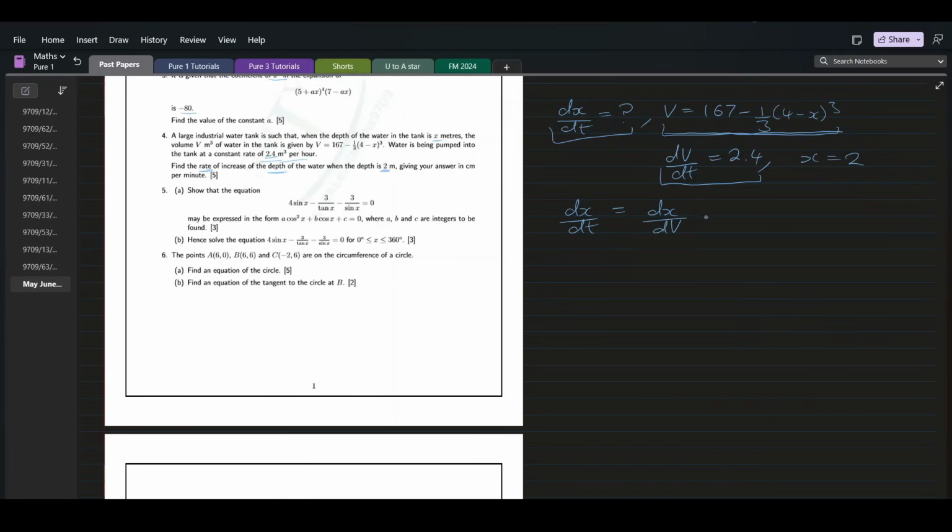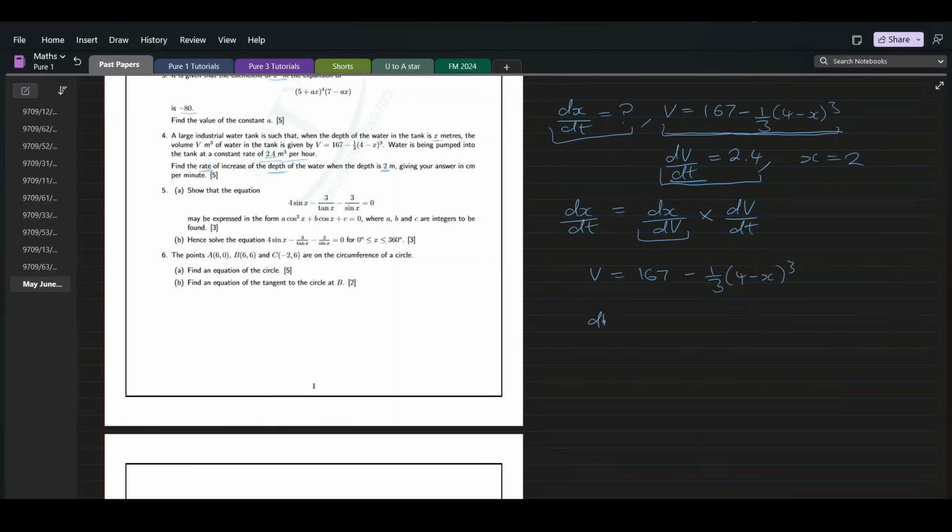You'll see that in a minute. And then if we multiply this by dV/dt, which is over here, that's our chain rule. What we need to evaluate is dx/dV, and like I said, it's going to come from our volume equation. So V is equal to 167 minus 1/3 times (4 minus x) cubed.